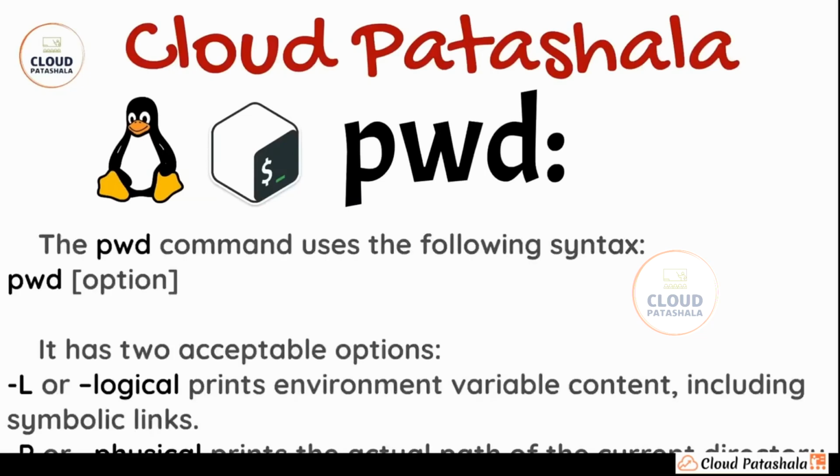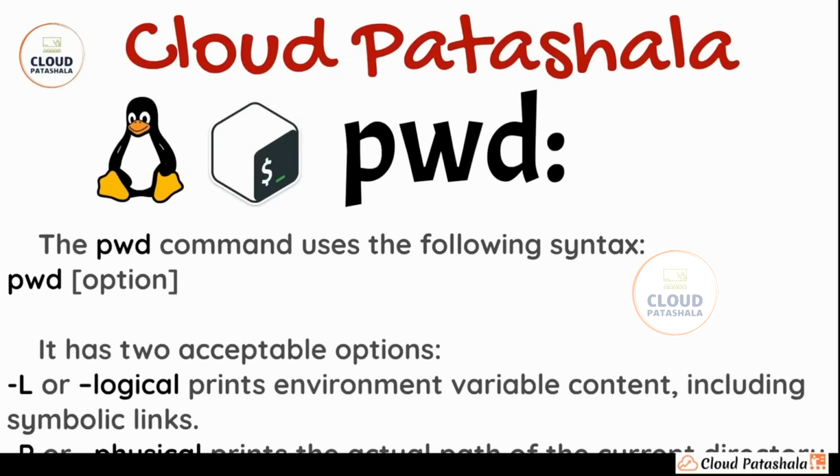The syntax for the pwd command is very simple. We just have to enter pwd and it would give you the required output. There are also some options that are accepted while running the pwd command. One is -l, which also gives you the logical environment variable contents, including the symbolic links. There's also -p, which actually prints the actual path of the current directory.